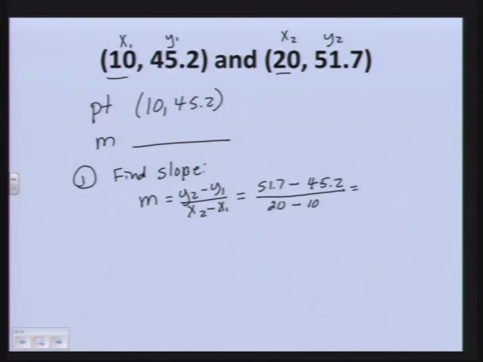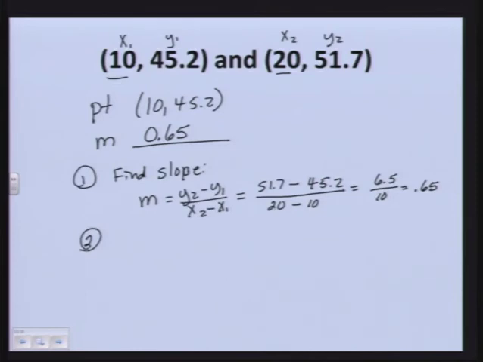And then when I subtract, I get 6.5 divided by 10. So that ends up being 0.65 in decimal form. And since we're working in decimal form here, we don't mind having a decimal in our slope. So we now have the slope 0.65, or .65 if you like to make sure people notice your decimal.